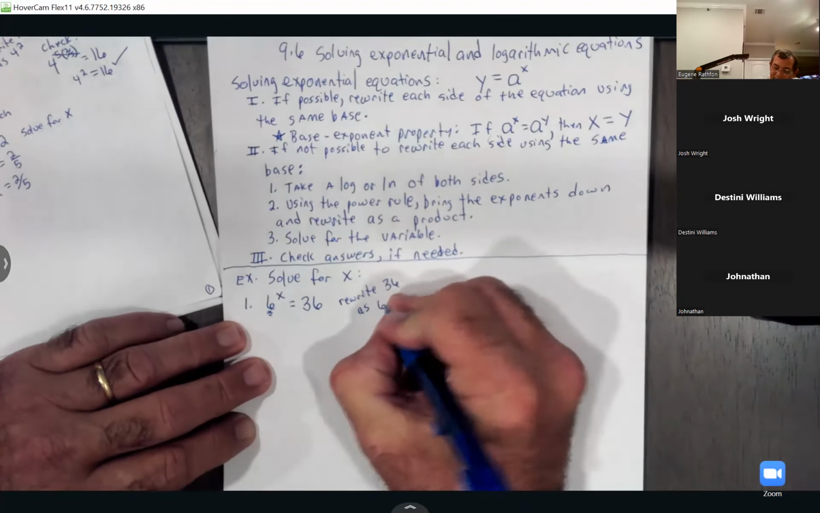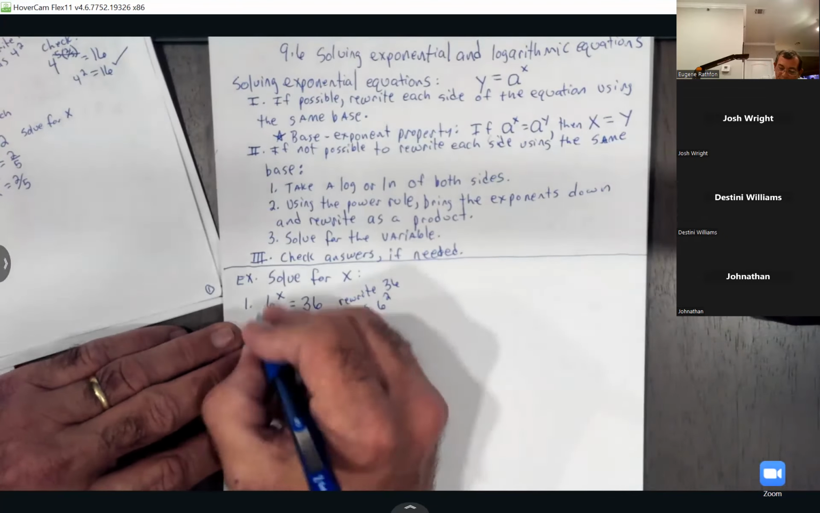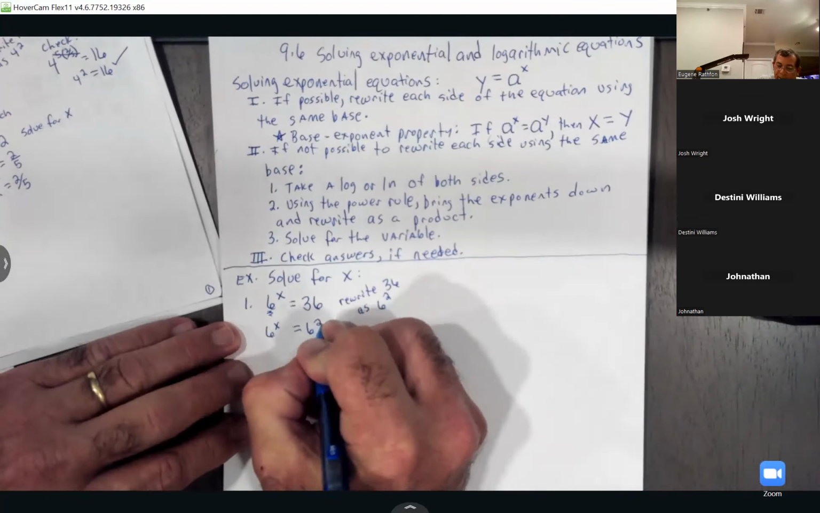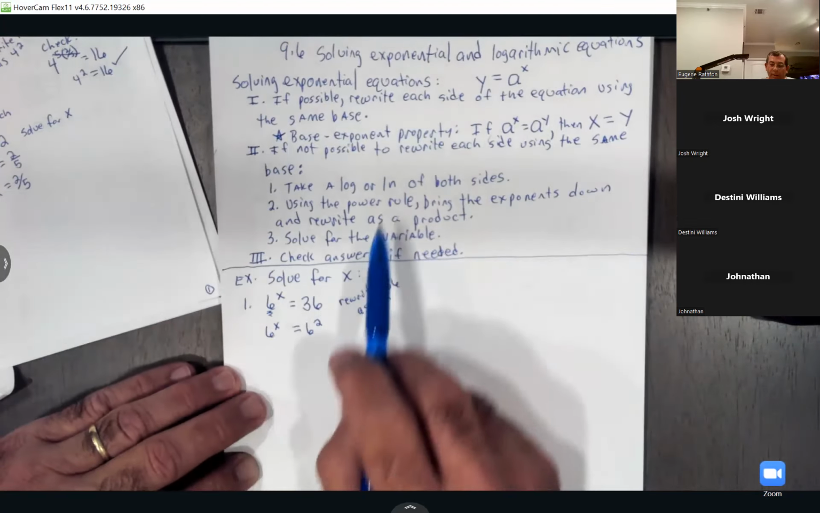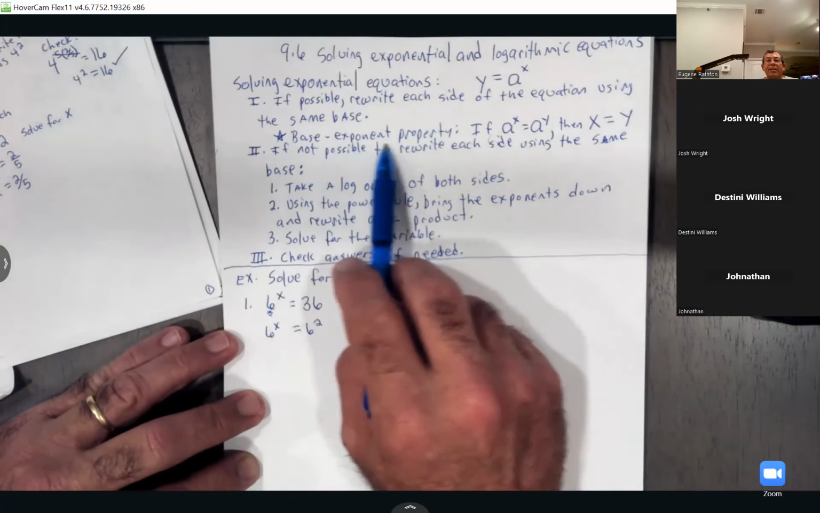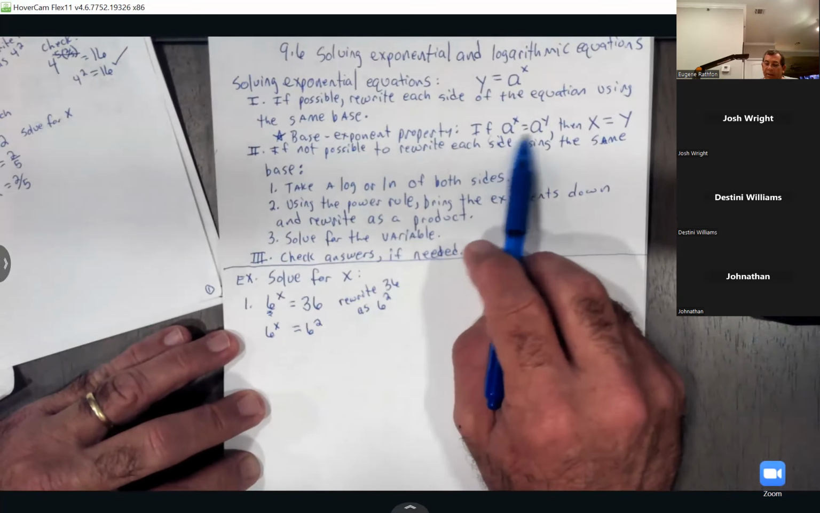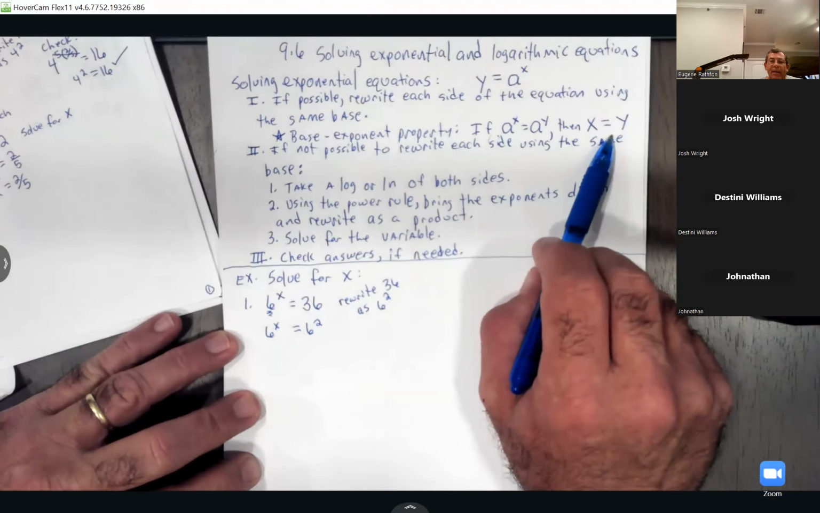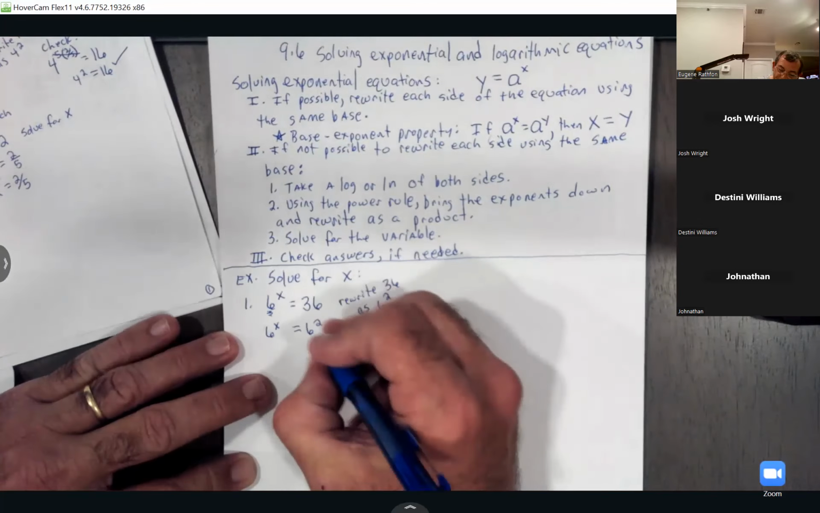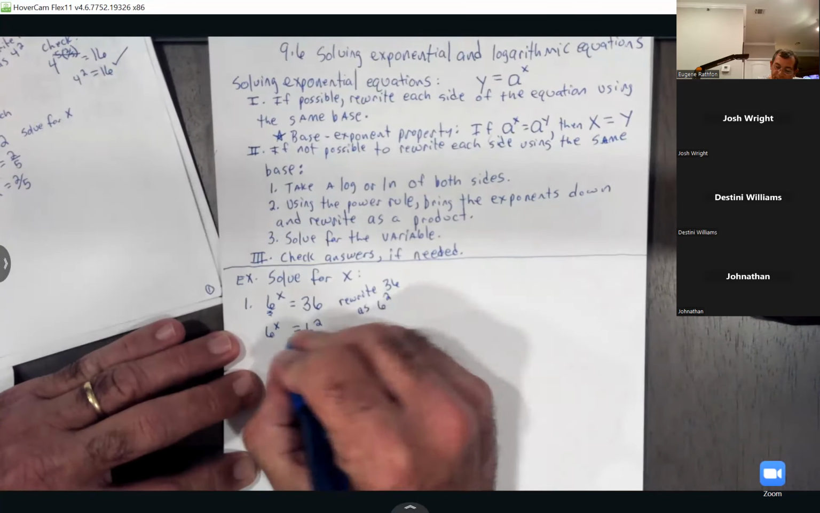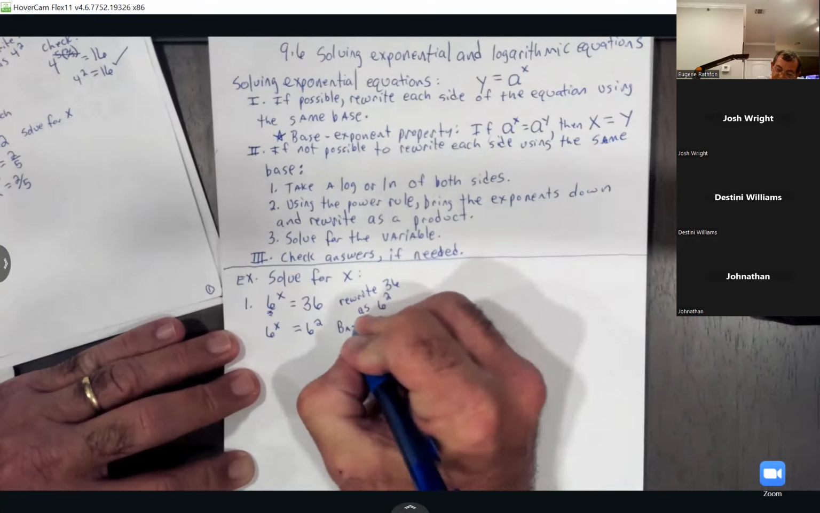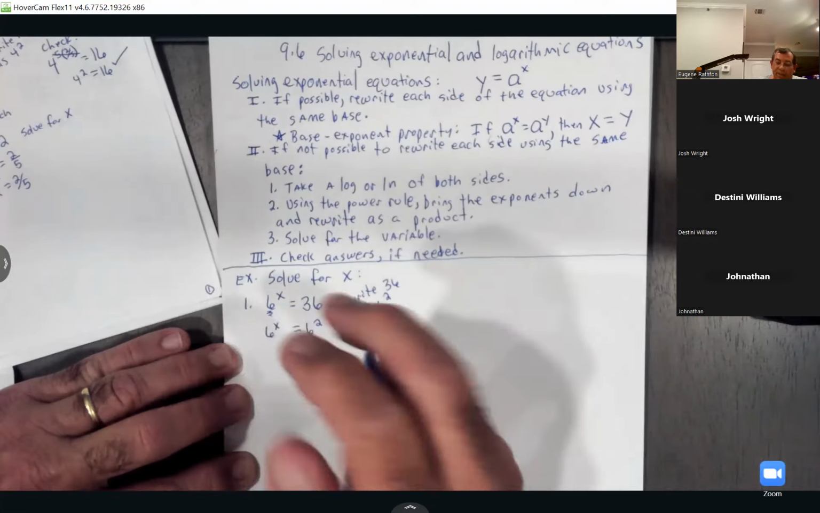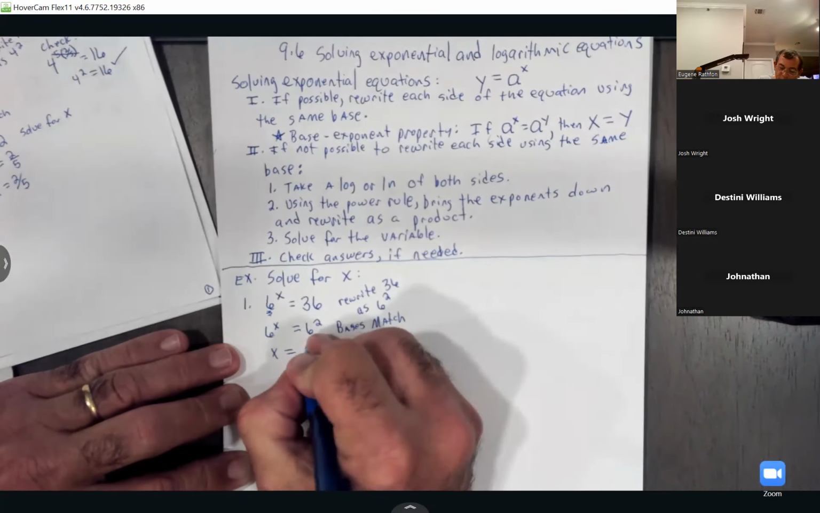So yeah, we can write 36 as 6 squared. So we bring down our 6 to the x. That's going to equal 6 squared. So right here, we can invoke that base exponent property that tells me if the bases on each side match, that means these exponents got to be equal. So y'all, at this point, my bases match. And since my bases match, we know that x equals 2.